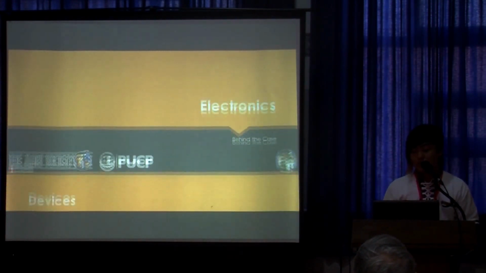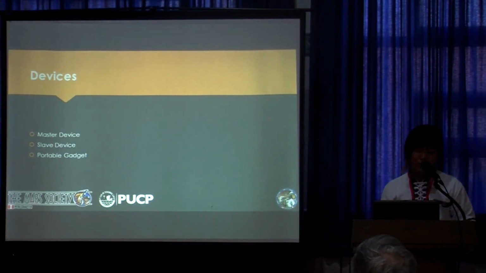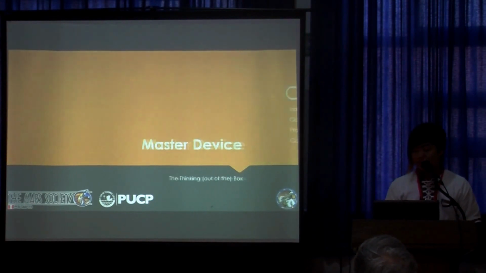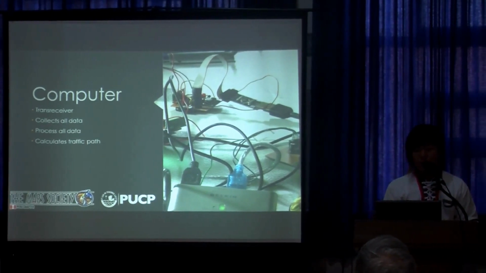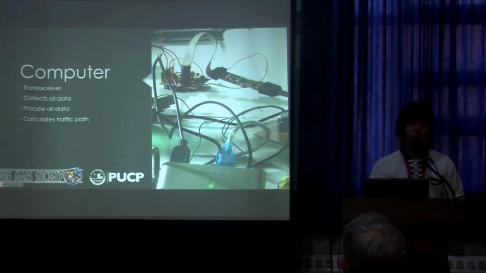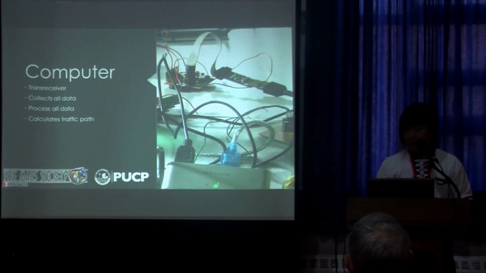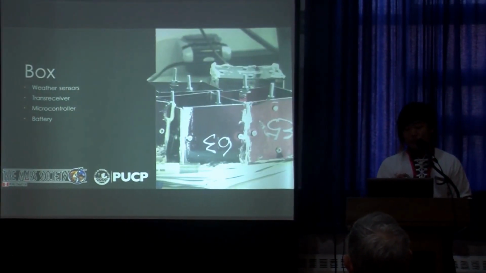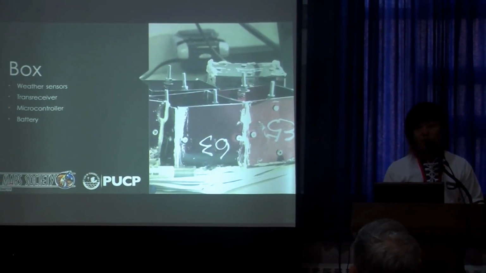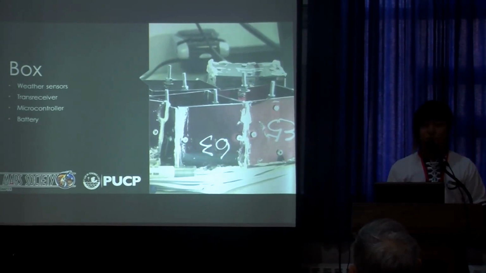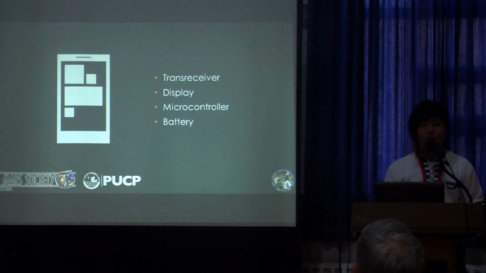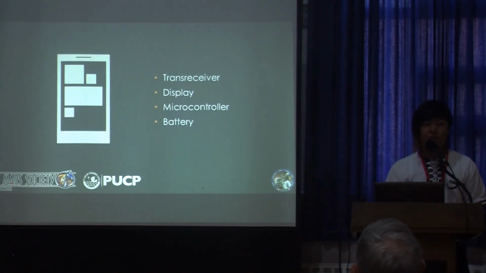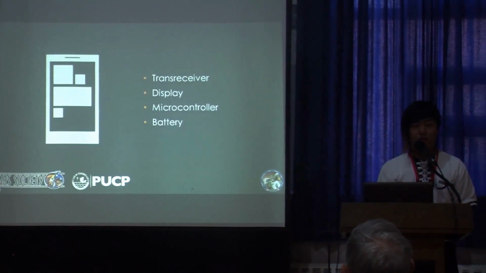For the electronics of these devices, we have three main devices: the master device, the slave device, and the portable gadget. The master device is the main server. It's a computer with a transceiver that is connected via USB and collects all the data, processes it and outputs information that is useful for the mission. Also, we have the slave device, which also has a transceiver, weather sensors, a microcontroller, and batteries. Because we were not focusing on energy, we just used AA batteries, but if we were going to take energy, it would be solar power. And the portable gadget will be attached to the crew member, so it can send the distress signal, communicate with the main server, and also has a battery of its own.